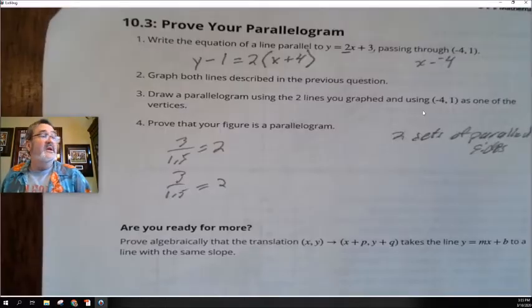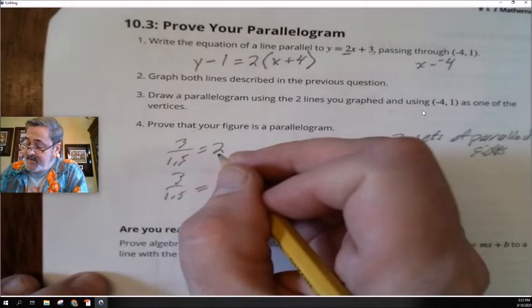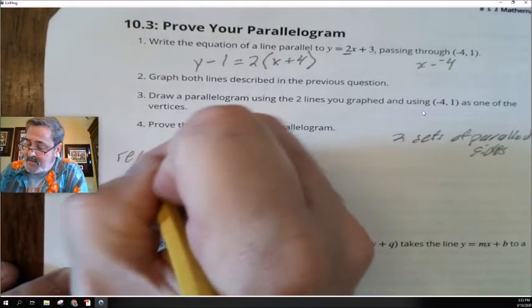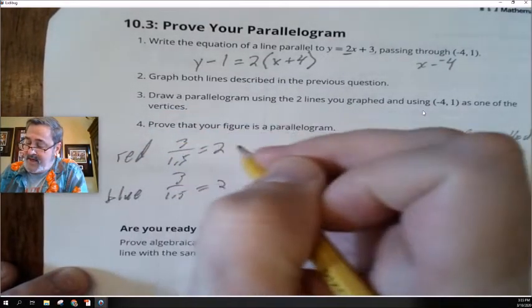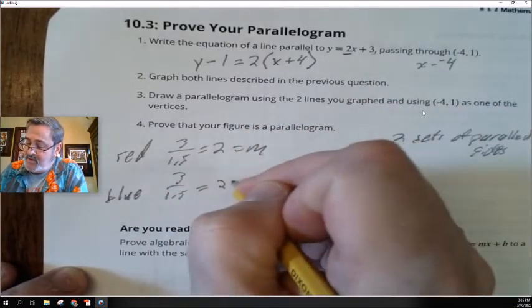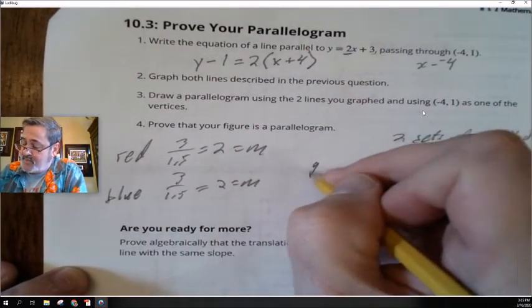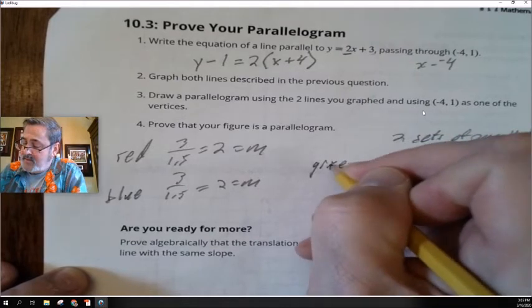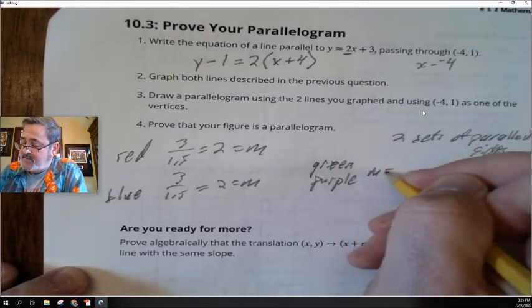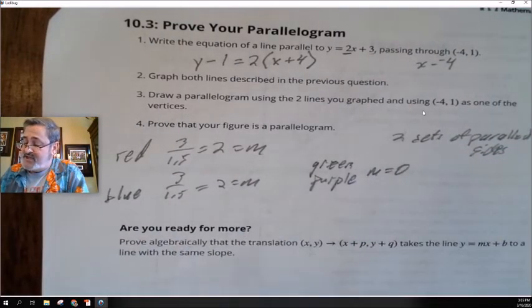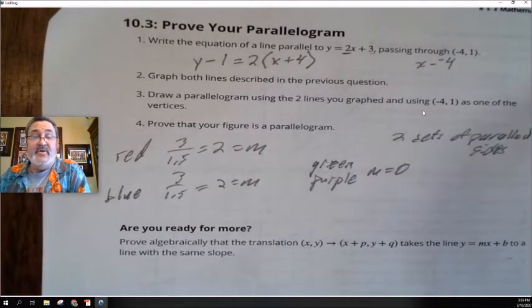So looking back at what we had, the red and blue lines had a slope of 2. The green and purple in ours had a slope of 0. So we have two sets of parallel sides by proving they had the same slope.